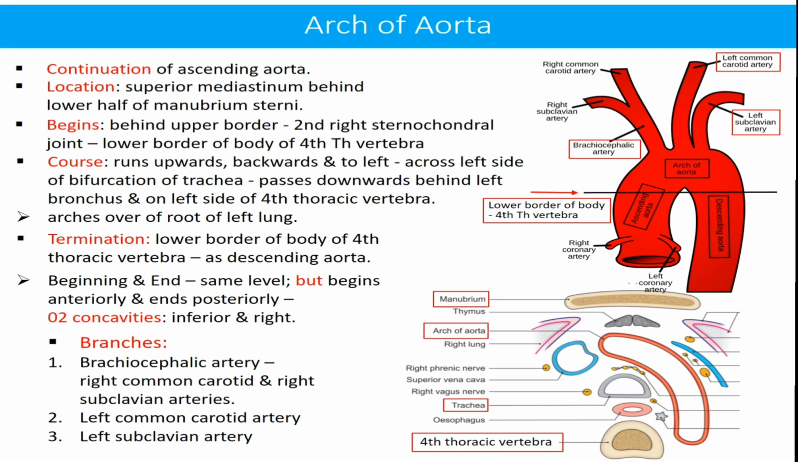As regards the branches, the first branch of the arch of aorta is brachiocephalic artery, which divides into right common carotid and right subclavian. Second one is left common carotid artery, and the third one is the left subclavian artery.